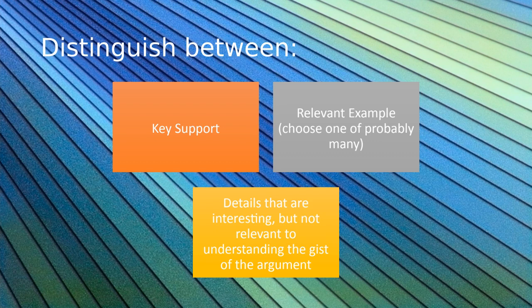What you want to do when you're doing this, though, is distinguish between things that are key supporting ideas that trace directly back to the original thesis, relevant examples, like just choose one of, here's one way that they support this particular part of the summary, and distinguish between those two things and just details that are interesting, that jump out at you, but they're not really relevant to understanding the gist of the argument.